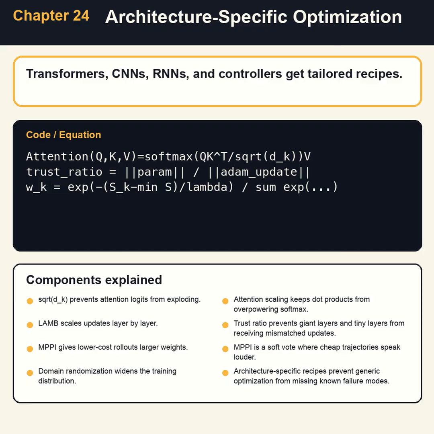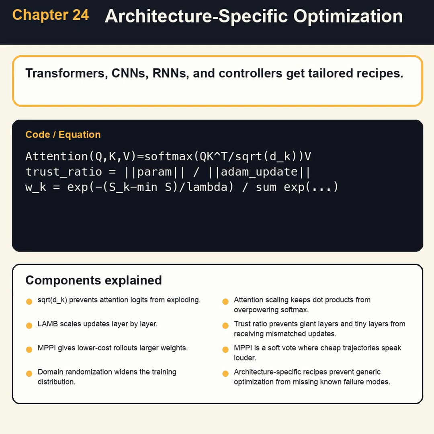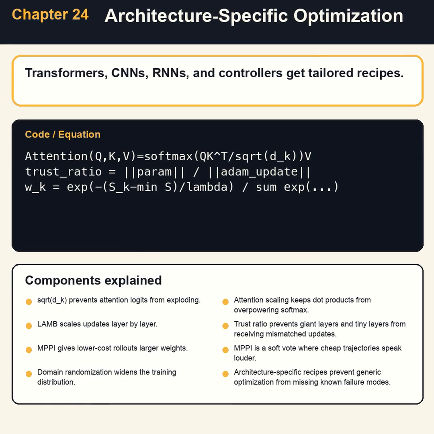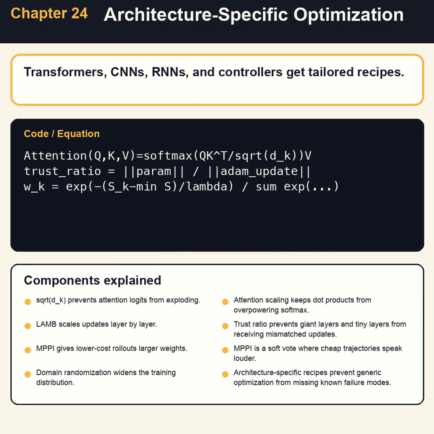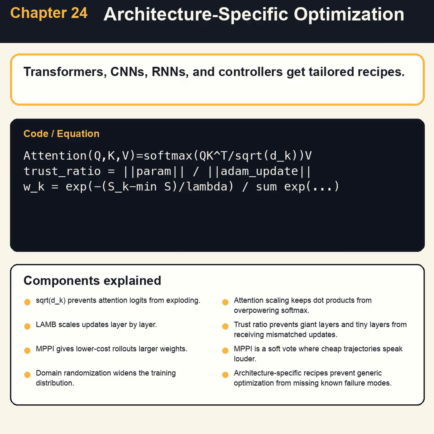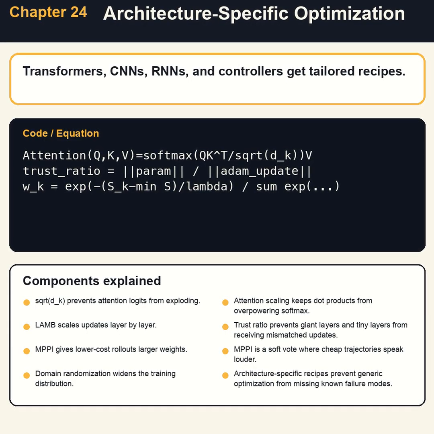Architecture-specific optimization is the master-level arc. Transformers, convolutional nets, recurrent nets, and controllers all fail differently. Scaled attention came from variance control. LAMB came from huge batches. MPPI came from control, where sampling can be easier than differentiating the whole decision process.